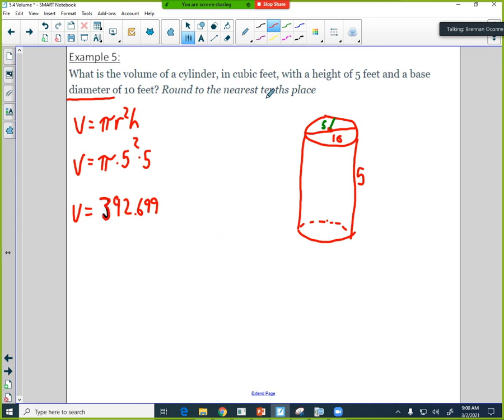And then again, it wants to the nearest tenths place, which in this case, we're going to round up. So 392.7, and then this is also in cubic feet.